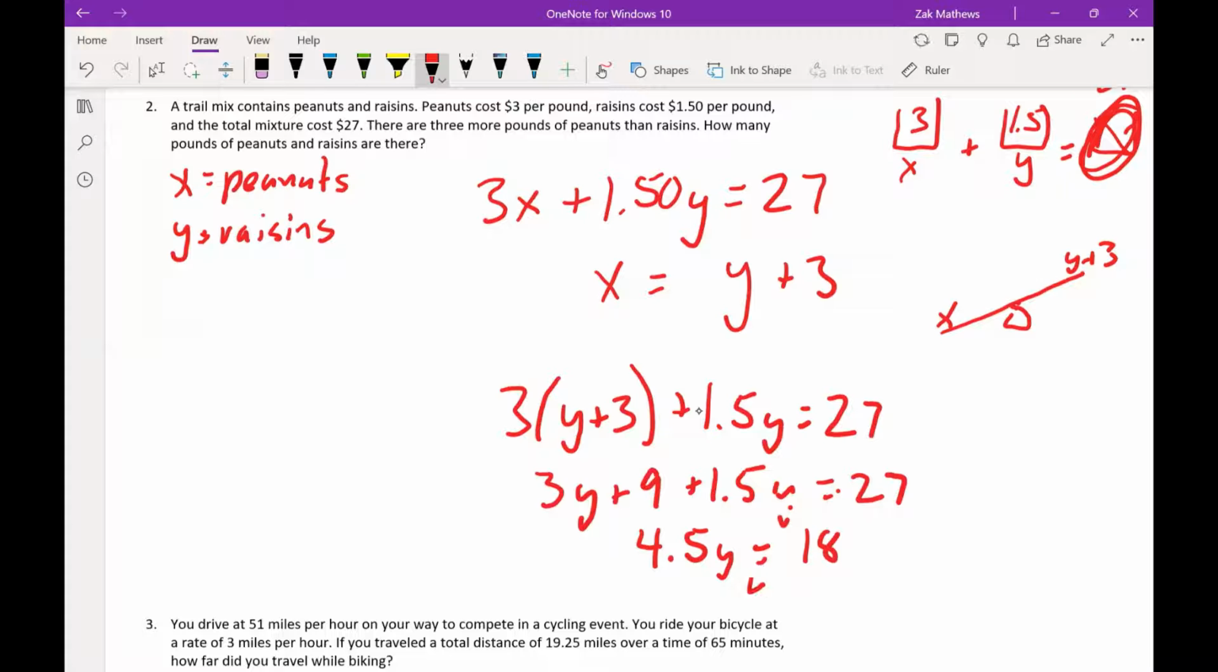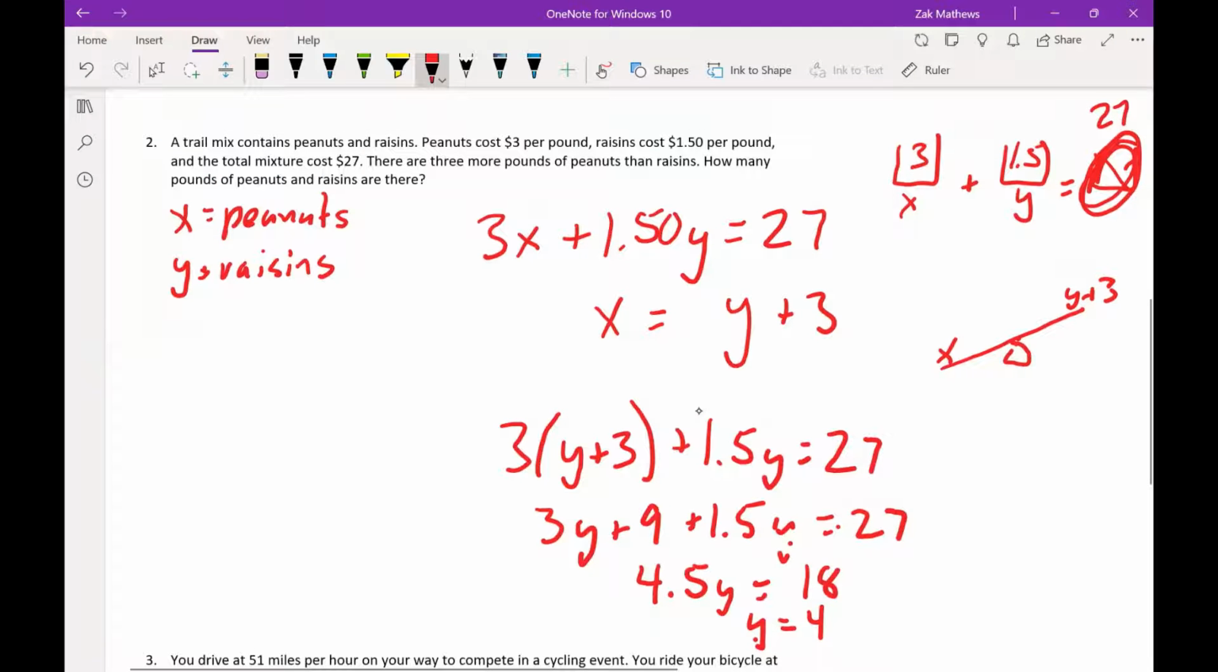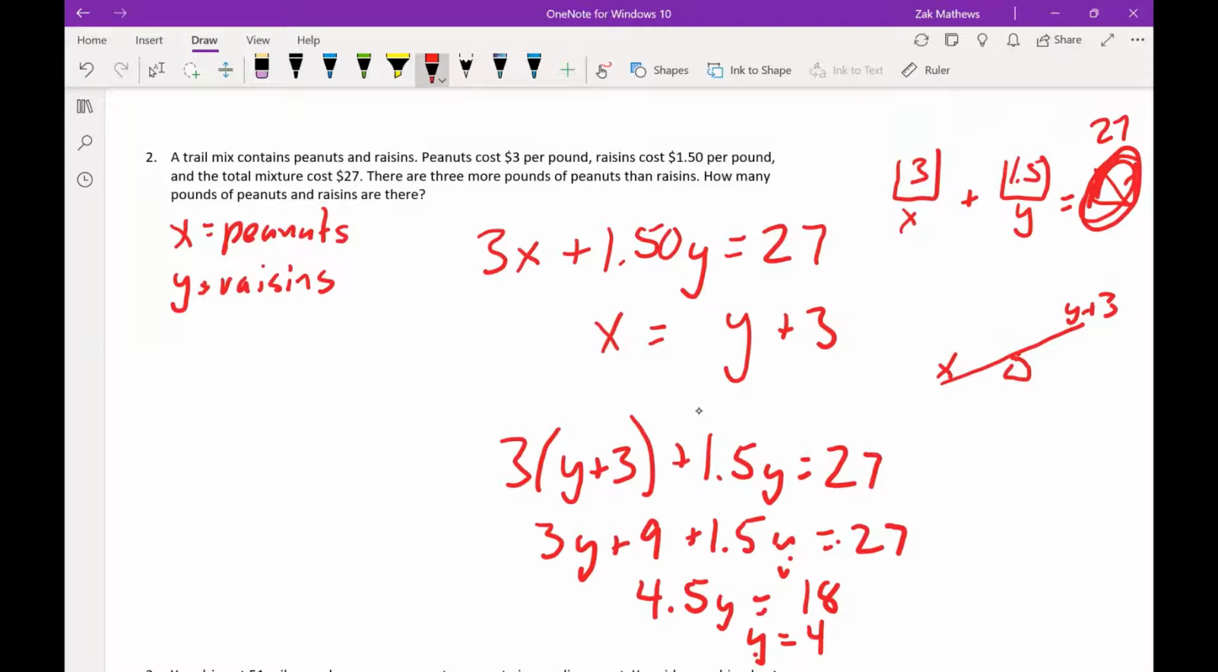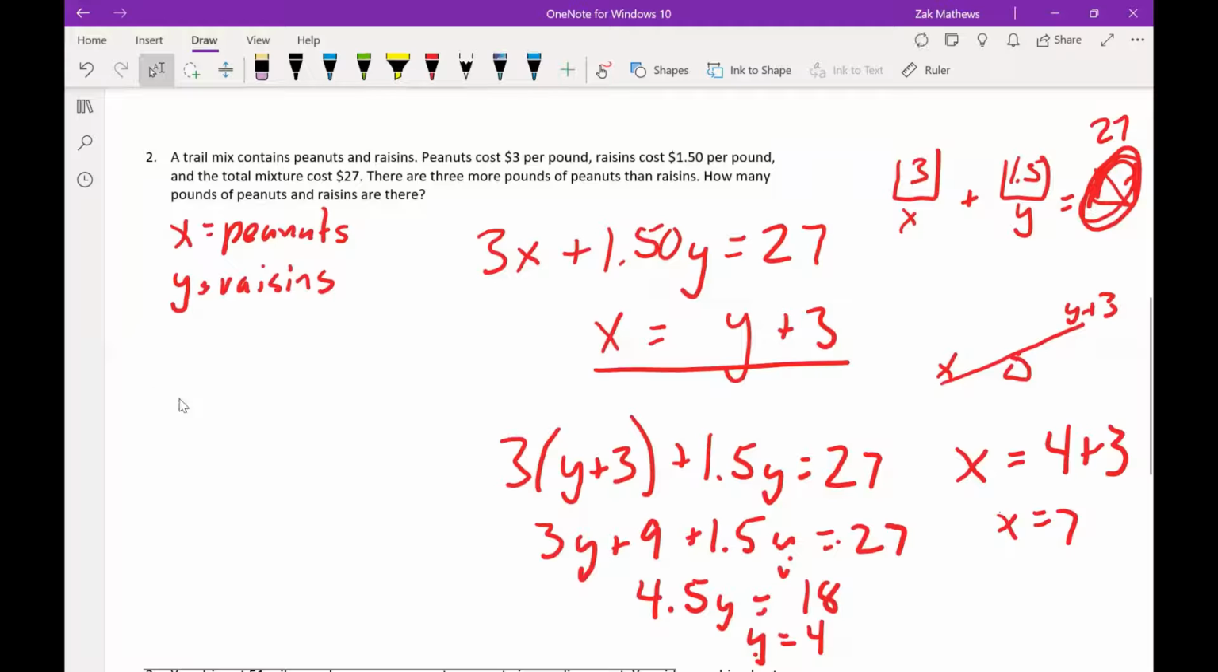So y is equal to 4. I still need to find the x. We'll have an x equation right here. X is equal to 4 plus 3, and 4 plus 3 would be equal to 7. So now we have our x and our y. But again, we need to describe what's going on in this situation. X and y is meaningless. So this tells us there are 7 pounds of peanuts and 4 pounds of raisins. So that would be our final answer.